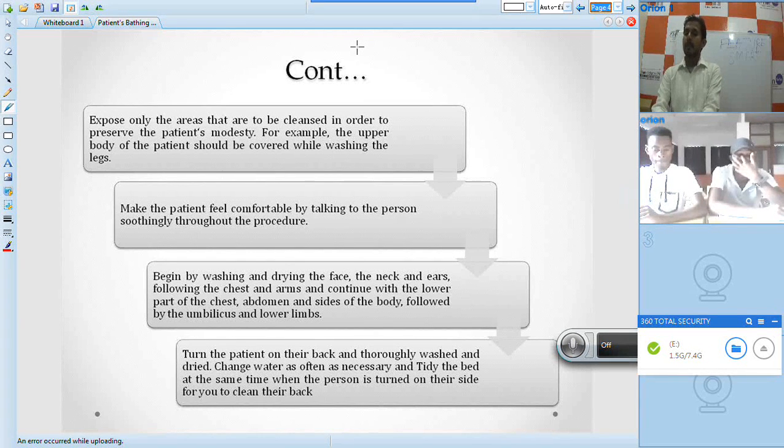In case the patient is unable to sit or leave the bed, you need to turn the patient to the back or to the front to reach the areas, and clean or wash them properly.